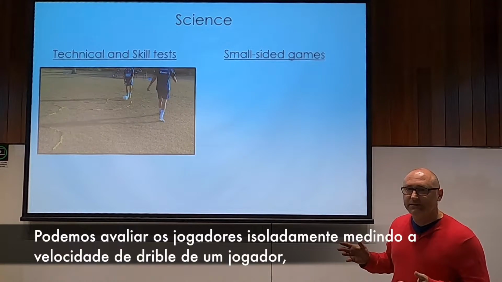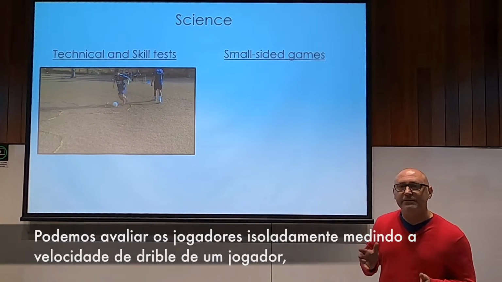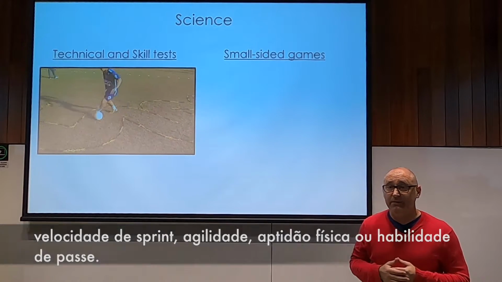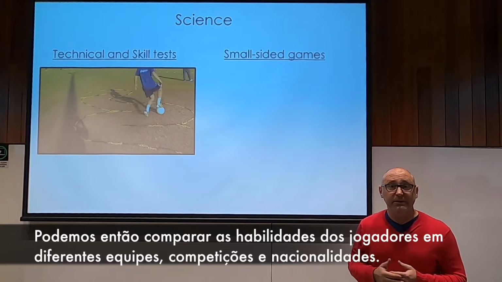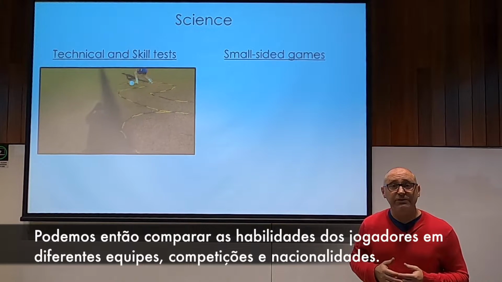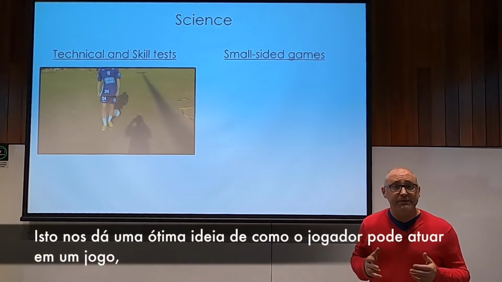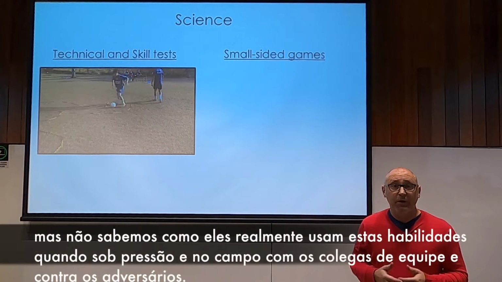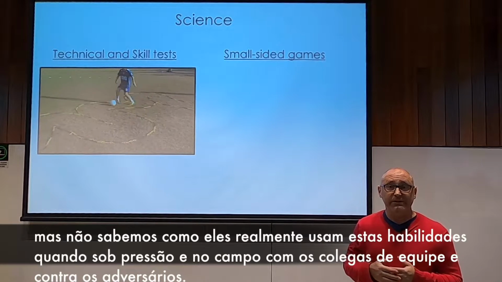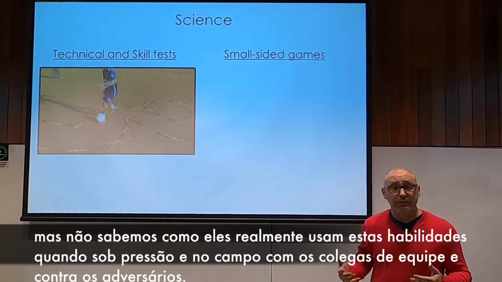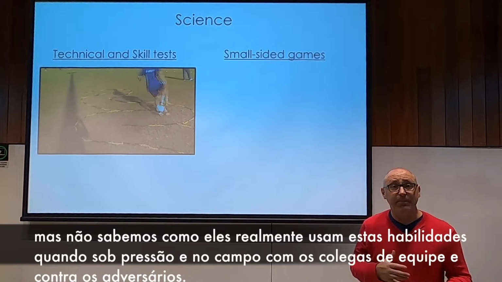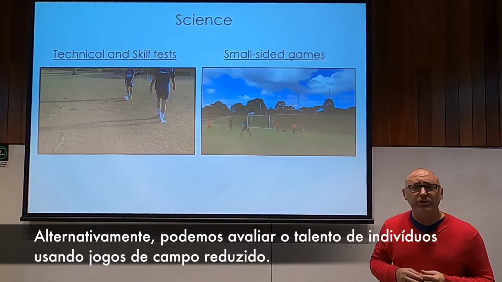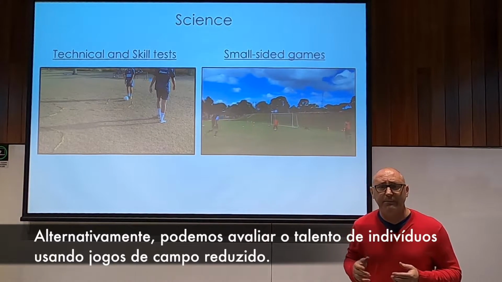We can assess players in isolation by measuring a player's dribbling speed, sprint speed, agility, fitness, or even passing ability. We can then compare players' abilities across different teams, competitions, and nationalities. This gives us a great idea of how the player might perform in a game. But we don't really know how they actually use these abilities when the pressure's on and they're out there with teammates and against opponents. Alternatively, we can assess the talent of individuals using small-sided games.